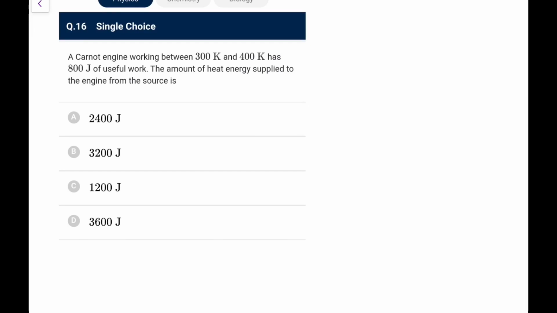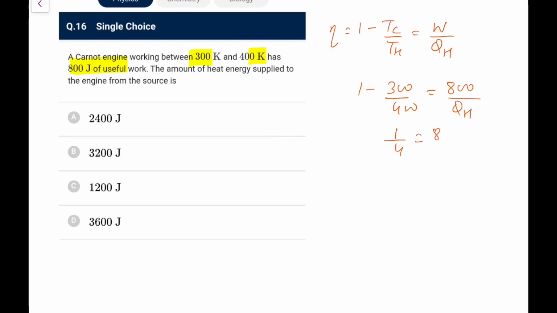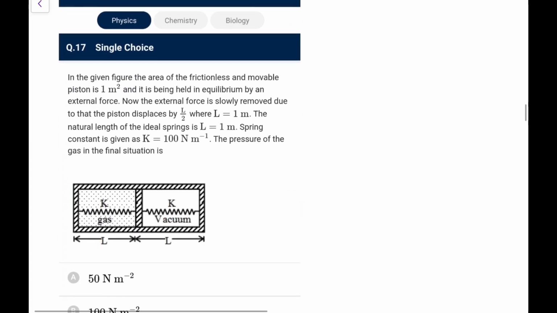Next one. A Carnot engine works between 300 and 400 Kelvin, has 800 joule of useful work. The amount of heat energy supplied is? So what we can write, we know efficiency is 1 minus Tc by Th, and the general definition of efficiency is W upon QH. So 1 minus 300 by 400 is equal to 800 by QH. So this is 1 by 4 is 800 by QH. So QH directly comes out as 800 into 4, 3200 joule. So 3200 joule it receives, 2400 it will radiate out, and 800 is the useful work.